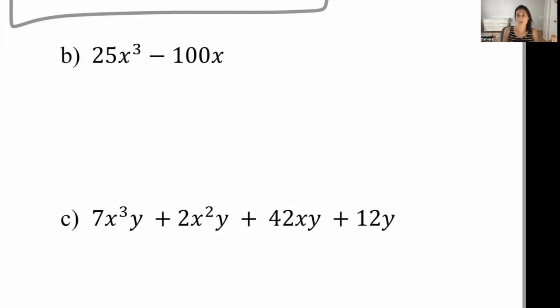So what do both terms have in common? They both are divisible by 25, and they both have at least 1x in them, right? So actually, let me back up for a second, because I do see a lot of people mess up. They see 2 terms, they see subtraction, they're like, ooh, 25 and 100, those are perfect squares. This is going to be difference of perfect squares, and then they mess up when they put the template in, okay? Because difference of perfect squares, the square root of the first term, right?